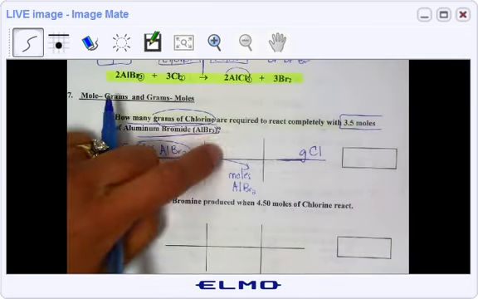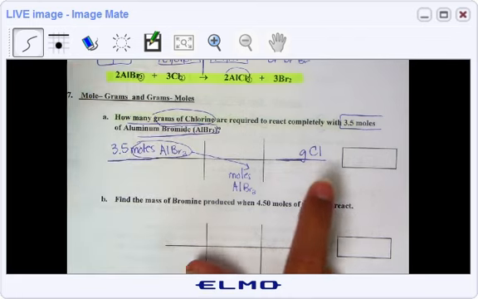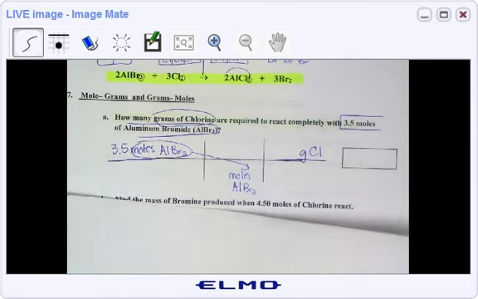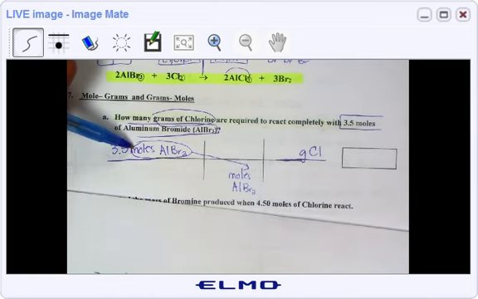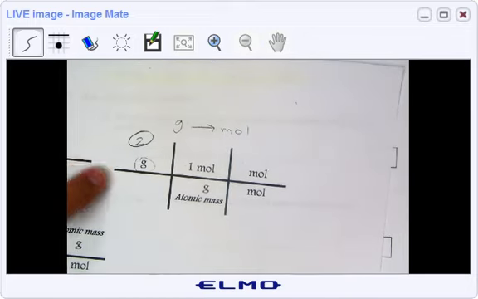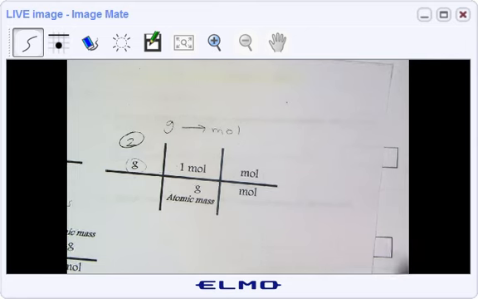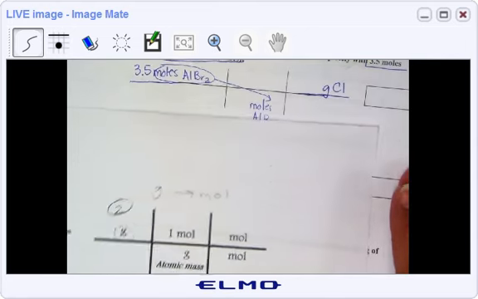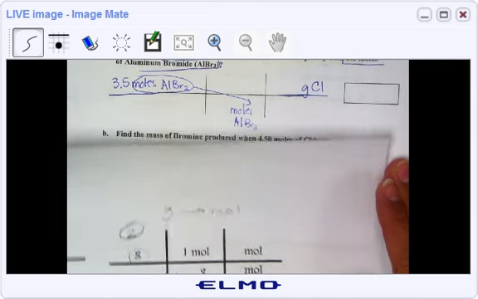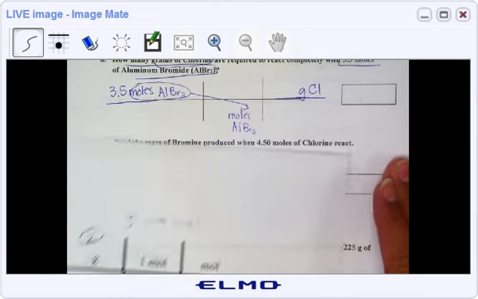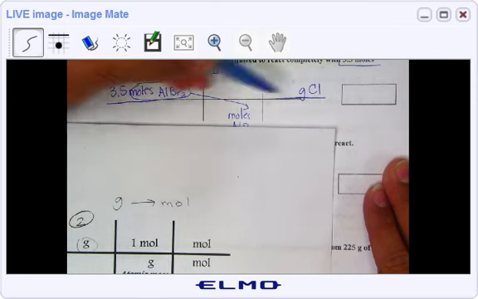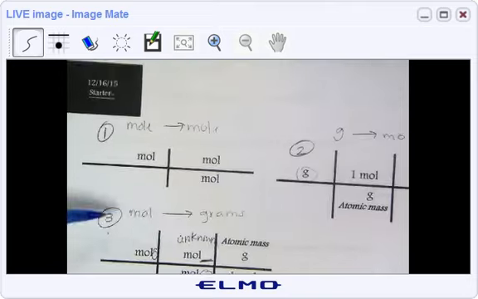Okay, if I'm not sure what goes in these two boxes, I'm going to refer back to this sheet. I am given moles and I'm going to grams. So I would look at this one, grams to moles. According to my notes, I'm sorry guys, I was given moles to grams. So I'm going to look at number 3, moles to grams.